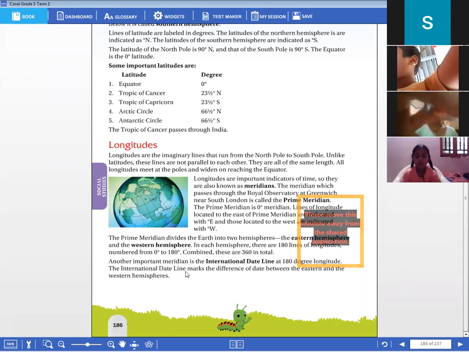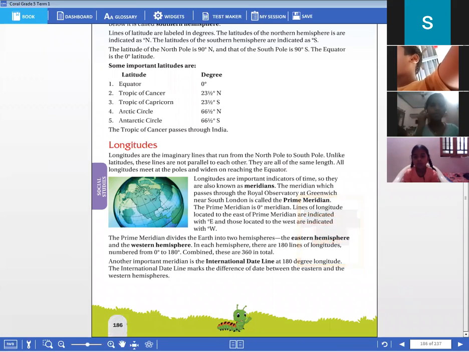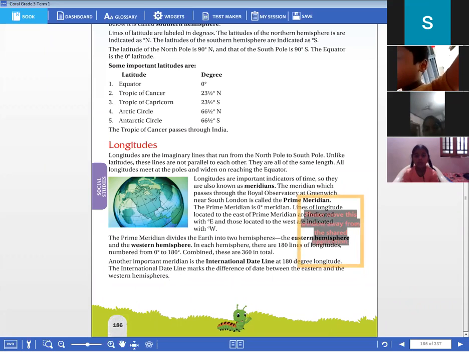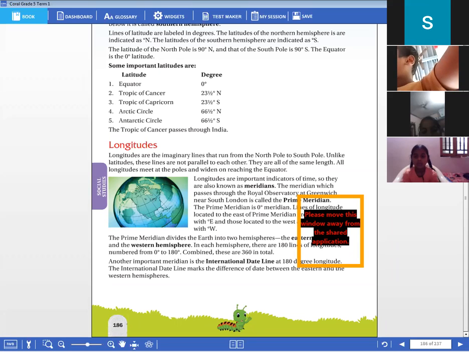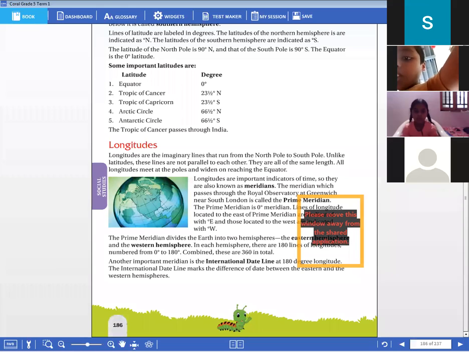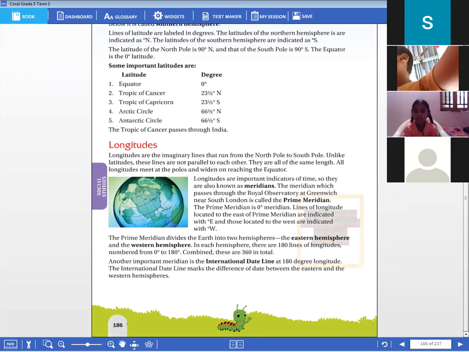Here, another important meridian is the international date line, which is at 180 degrees longitude. The international date line marks the difference of dates between the East and the West hemisphere. Children, we came to know that due to the longitudes, we are going to learn about time. They will be helpful for us to indicate time. Yes or no, children? They are useful for us to know the time.